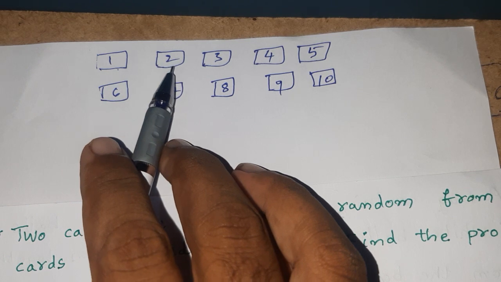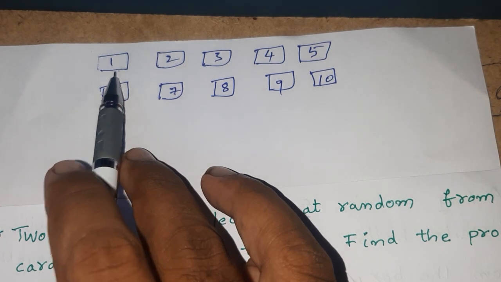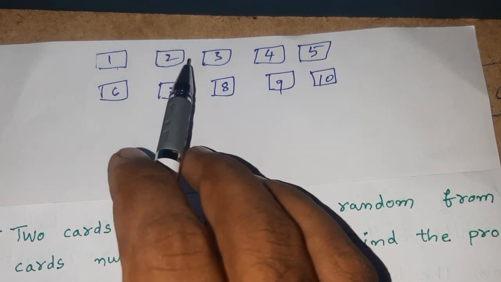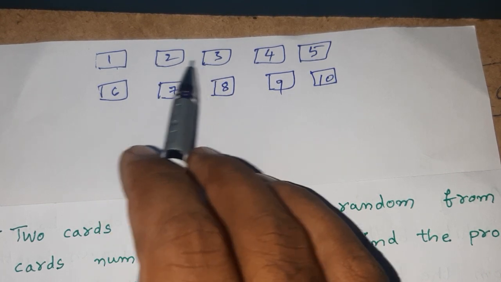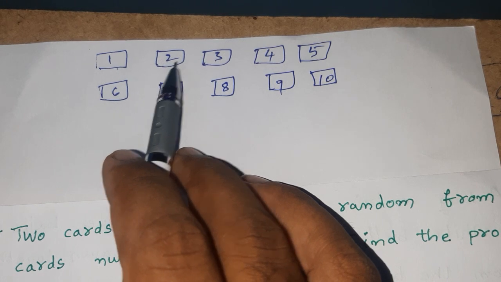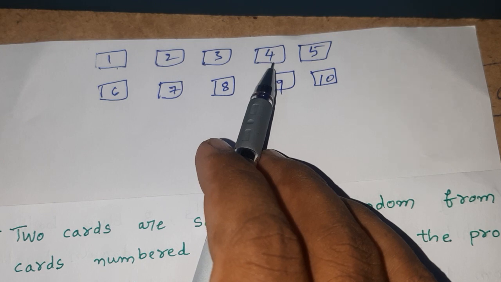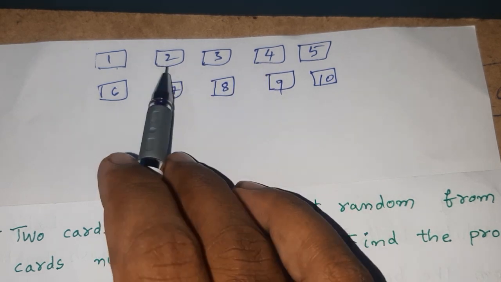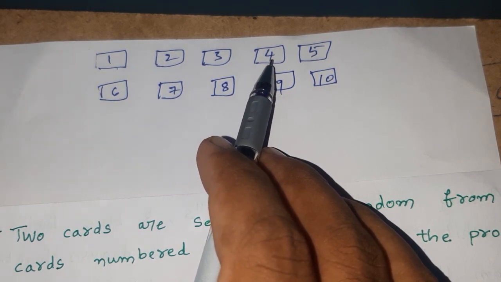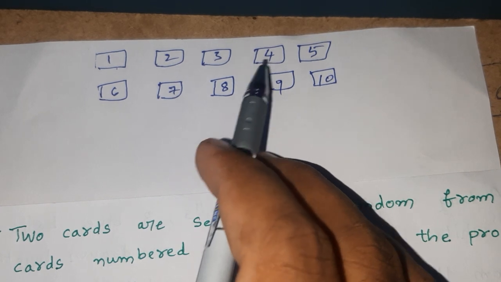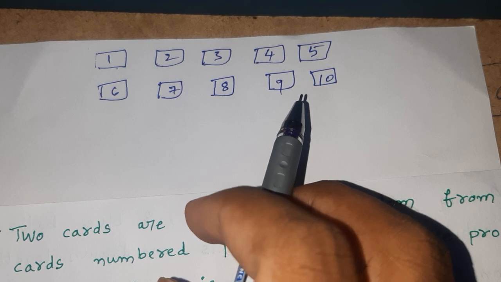Similarly, if we select 2, what is the combination for 2 to get a favorable case? 2 plus 1 is not a favorable case. If we select chords 2 and 3, it is not a favorable case because the sum is 5. If we select 2 and 4, it is a favorable case. 2 plus 4 is 6, and 6 is even. Therefore, we observe that the selected chords must be both even or both odd.